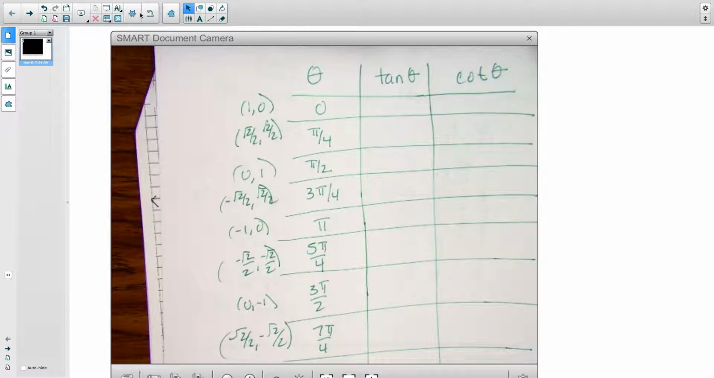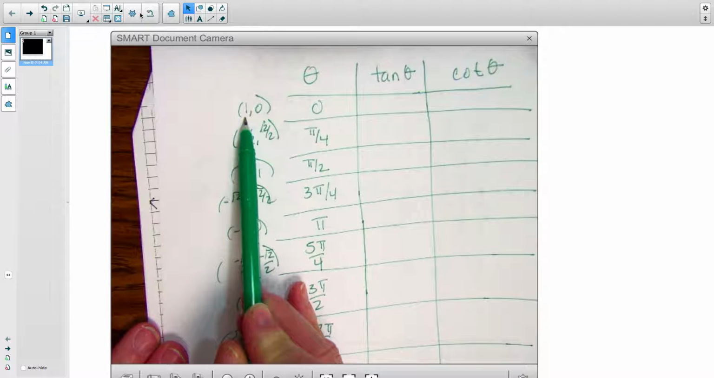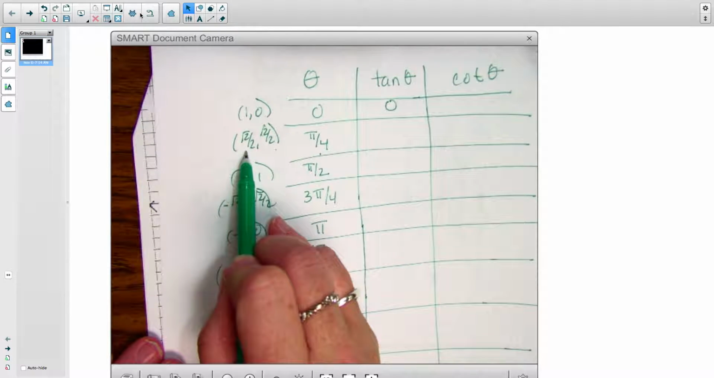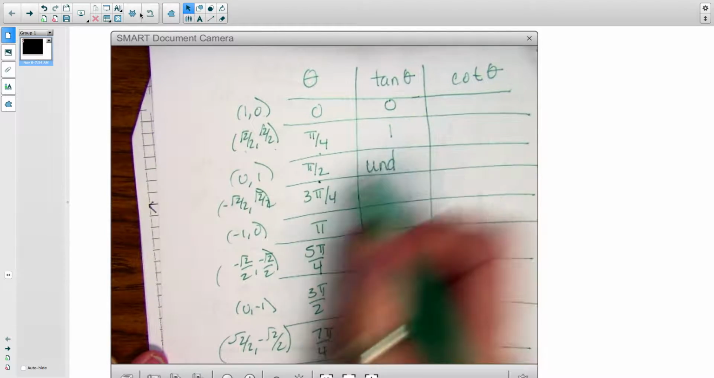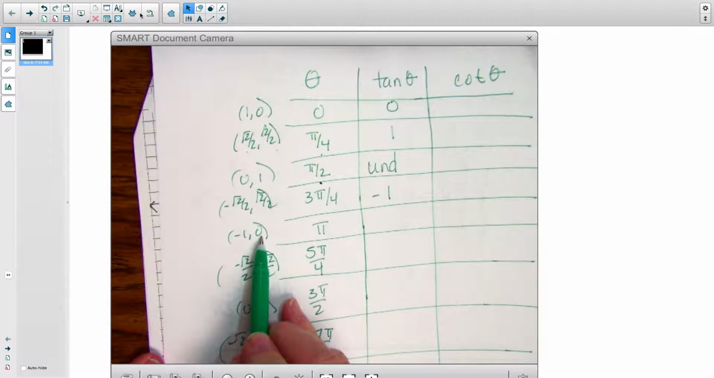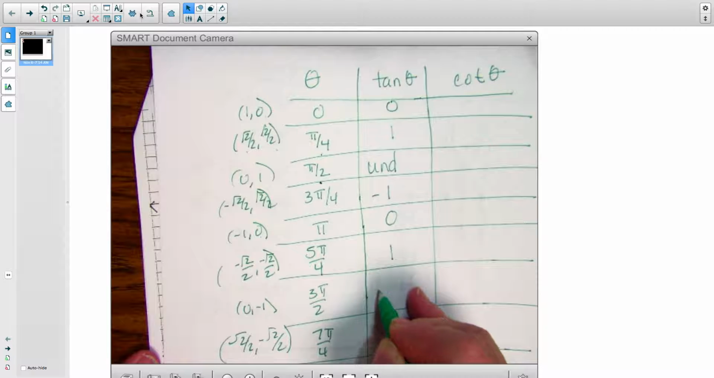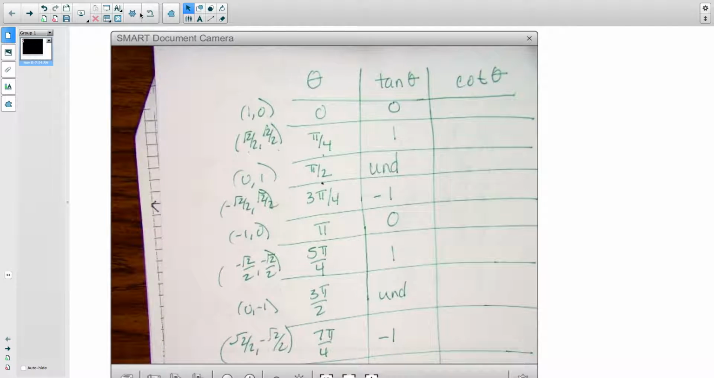So tangent is y over x. So 0 over 1, which is what? 0. Pi over 4 is 1. Pi over 2. That's undefined. This is negative 1. 0 over negative 1 is 0. 1. Undefined. Negative 1. And 0. So 1 is 2 pi.